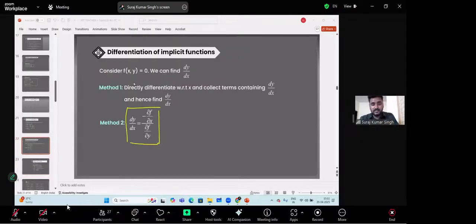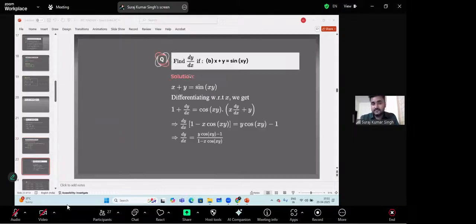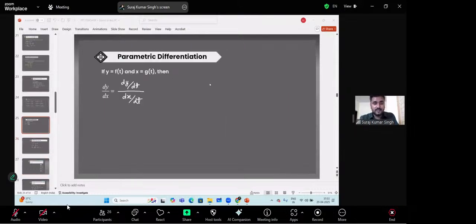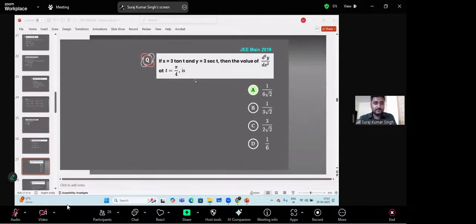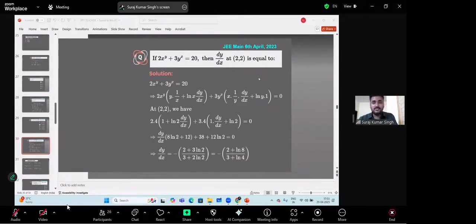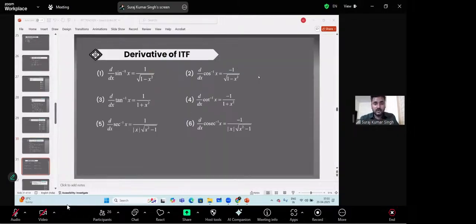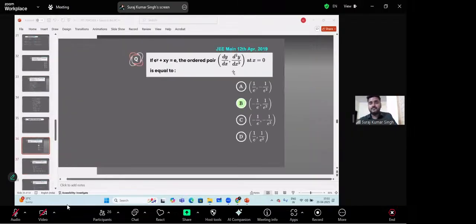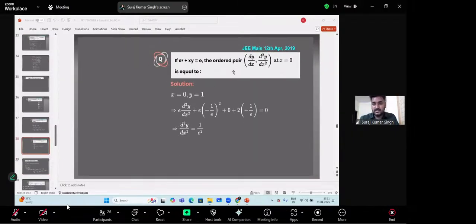Then here I gave two methods for implicit differentiation, and again many tricks I have given. So here also for implicit we have seen some questions. These remarks students should always ask: what should be the depth of this ITF and parametrics? Then we saw some JEE Main questions, 19, then 23, and again 2020, where we get higher derivatives.